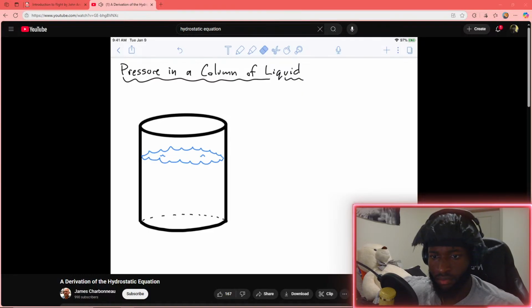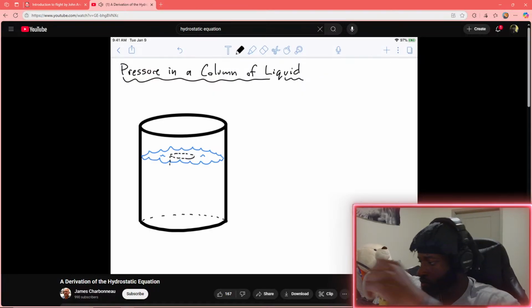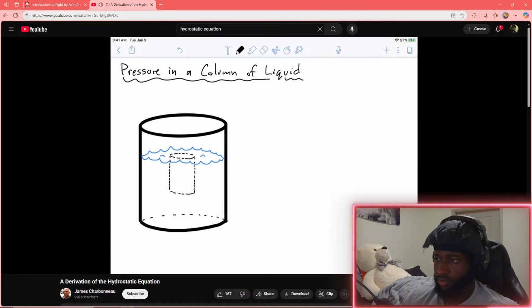And the way we're going to think about this is in terms of the weight of a chunk of water. And that chunk of water is going to be a little cylinder of water, an imaginary cylinder of water that's drawn inside this bigger cylinder. Okay, so we have our cylinder of water, and we're interested in the pressure caused by this cylinder of water, a distance h under the water.